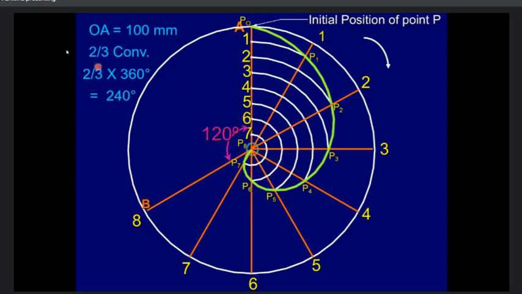Okay, so it is 2/3 convolution now. The question is changed to 2/3 convolution, 240 degree only. So it depends on how much you take as an equal part. I have divided into equal parts of 30 degree each. So 8 parts, and here also I have to do in 8 parts.